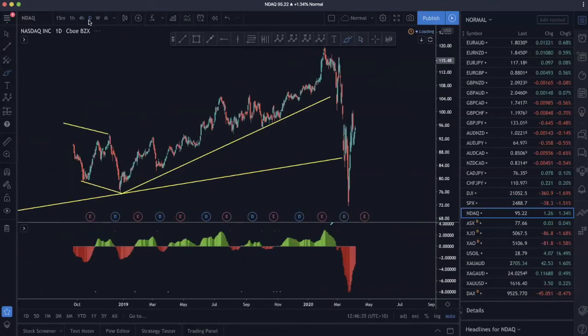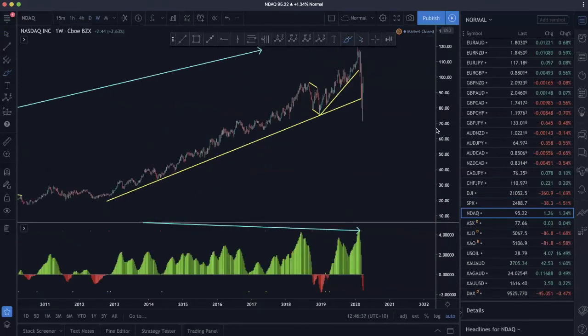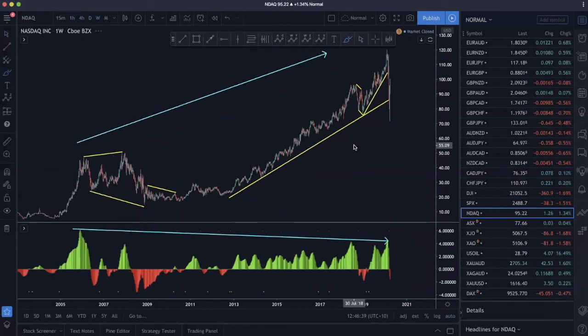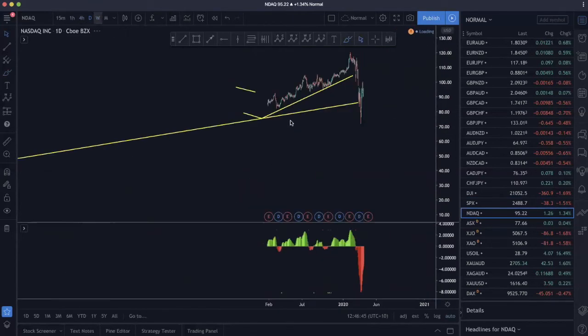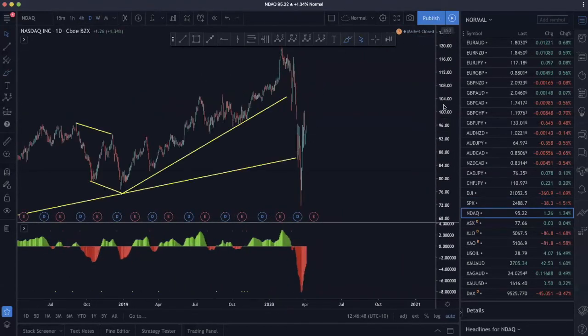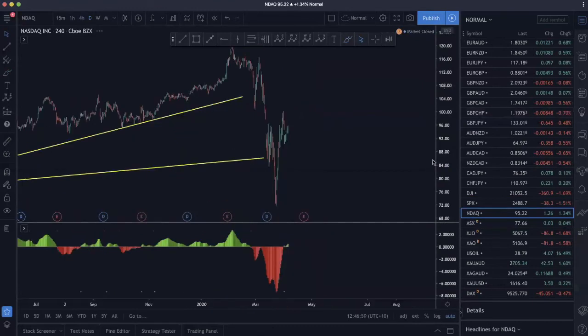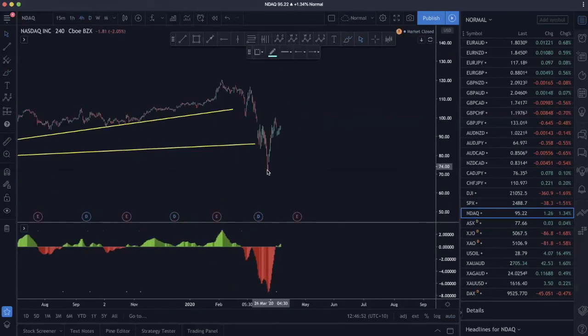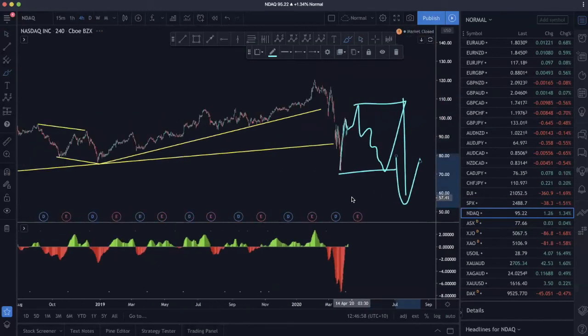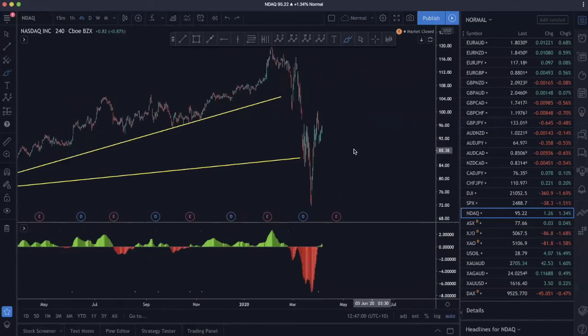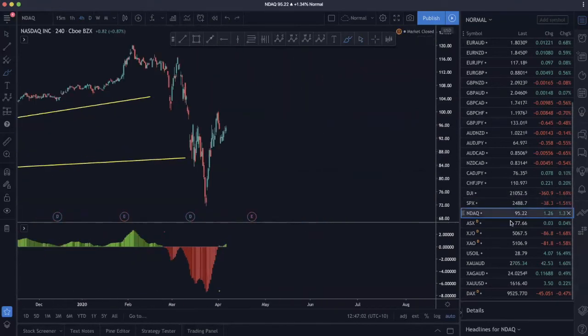NASDAQ. Okay. Immense amounts of divergence between the two peaks. We've had a very large move to the downside. This is somewhat of a strong impulse to the upside. Not too fussed by it. Let's wait for this. Correct. More downside. Leave it alone. Don't trade it.